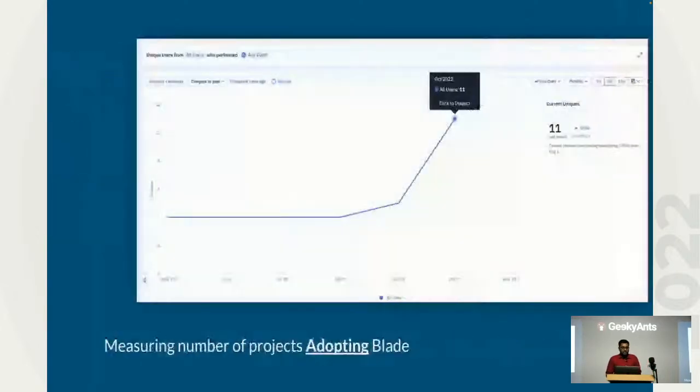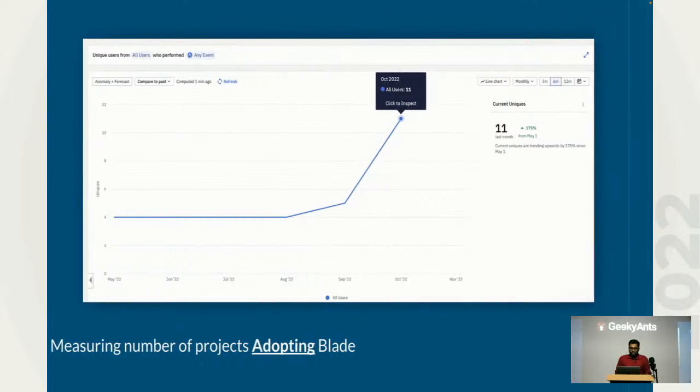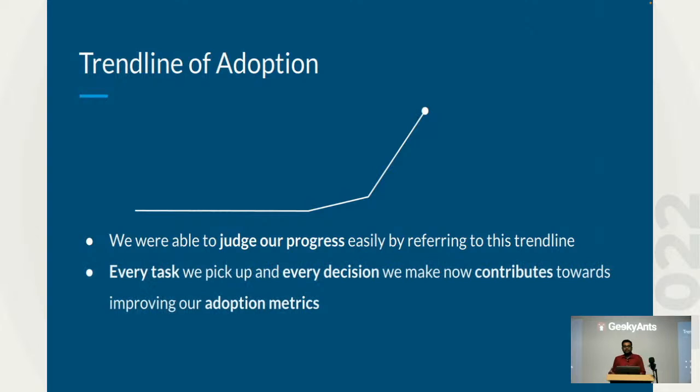So we started measuring the number of people adopting, the number of projects adopting to Blade. So this was our trend line. We were going up, and because of this trend line, we had a clear judge of our progress on how we are going ahead with the design system. So every task that we picked up, every decision that we made, now had to contribute to this trend line. Everything that we do, this trend line has to go up.